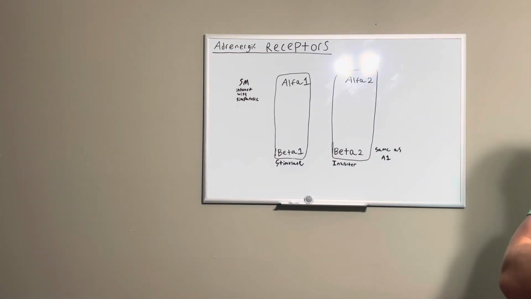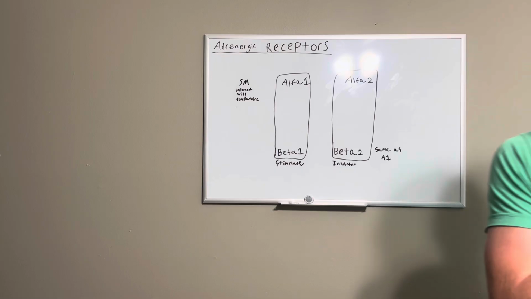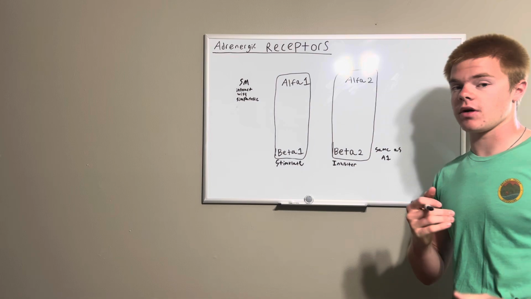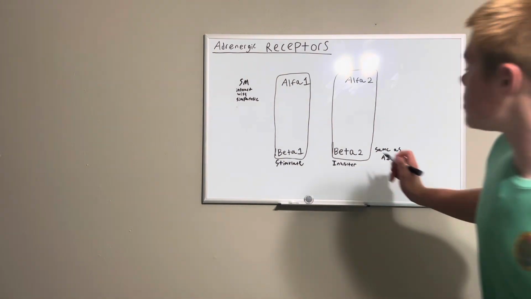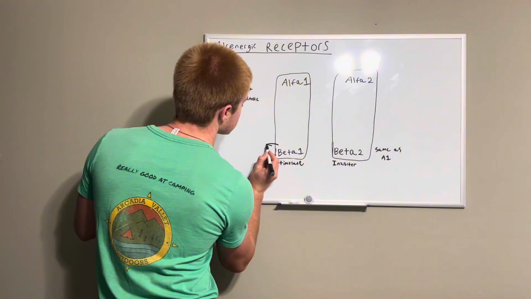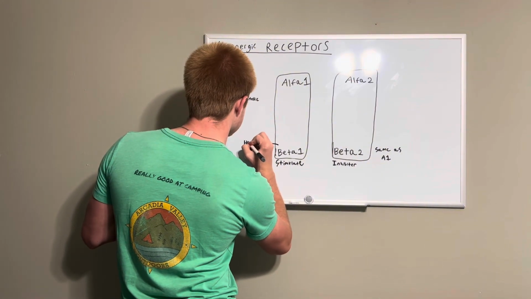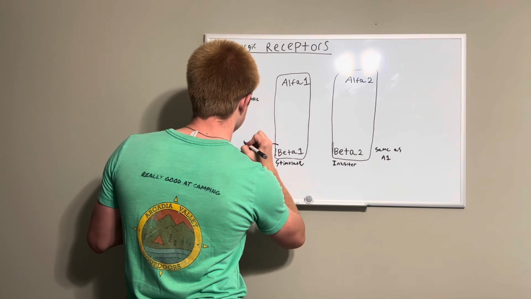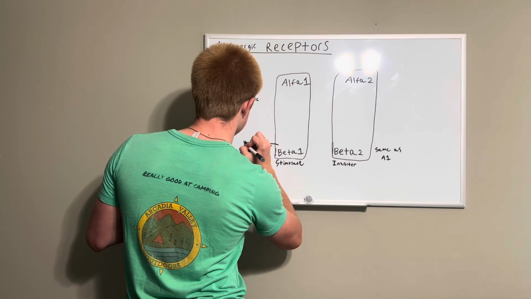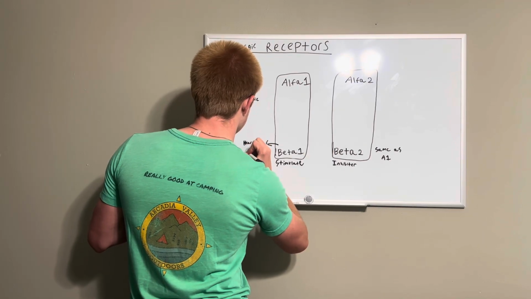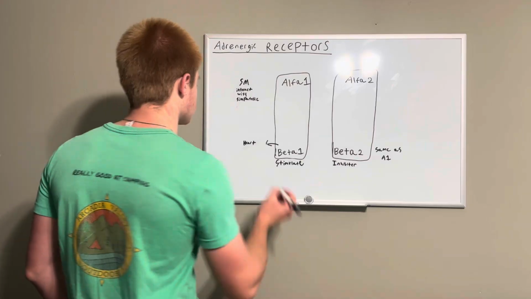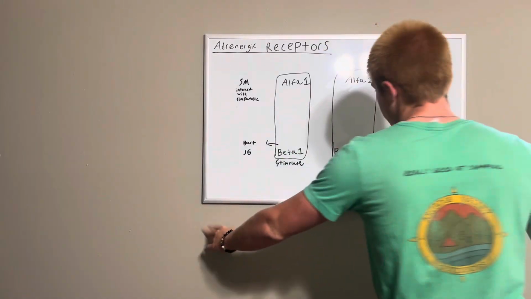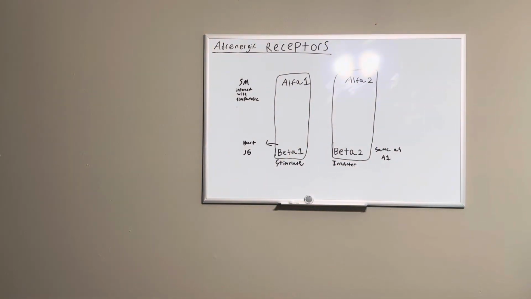Alright, so let's talk about beta 1, sorry. Beta 1 is going to be found in the heart and the juxtaglomerular cells, also known as the JG cells. So beta 1 is found in the heart, and the JG cells, these are in your kidneys. So that's mainly where you're going to find those.